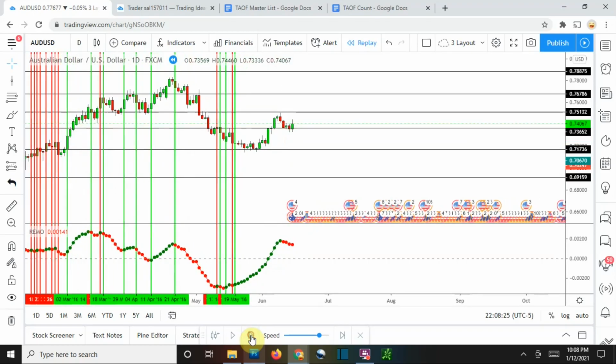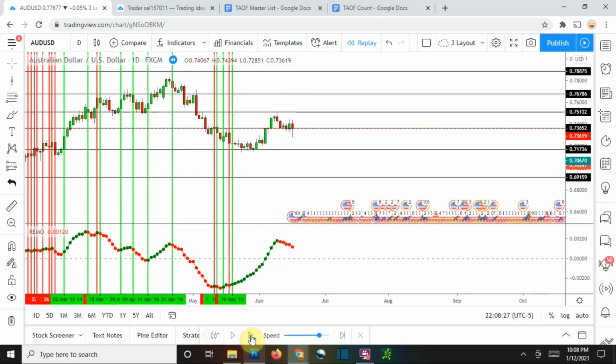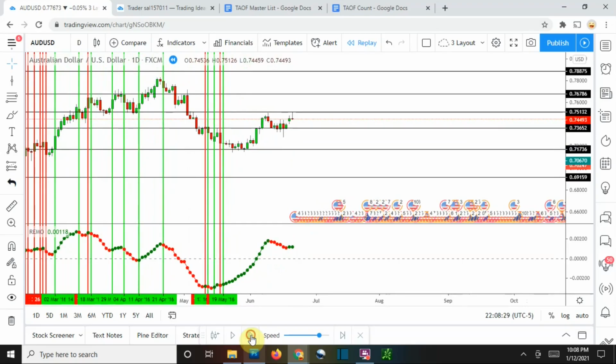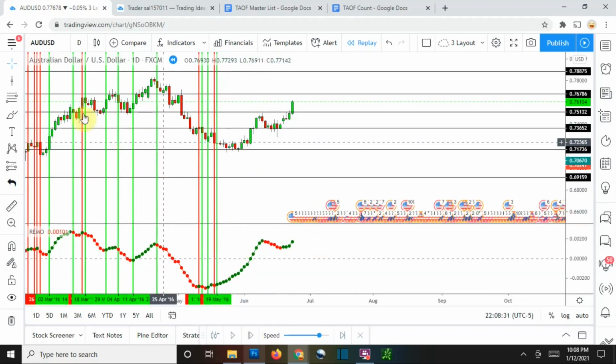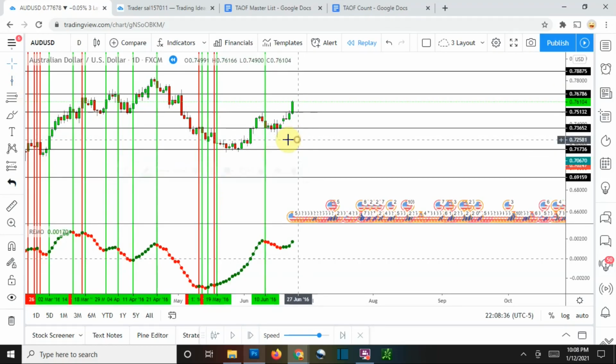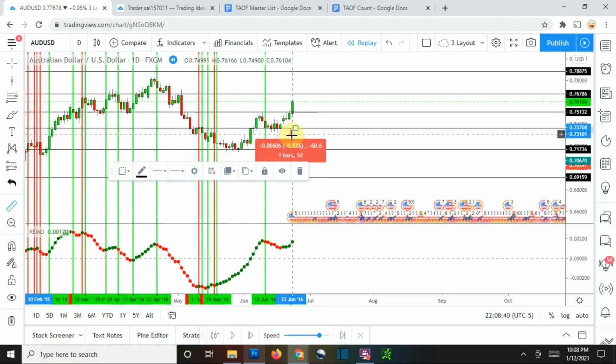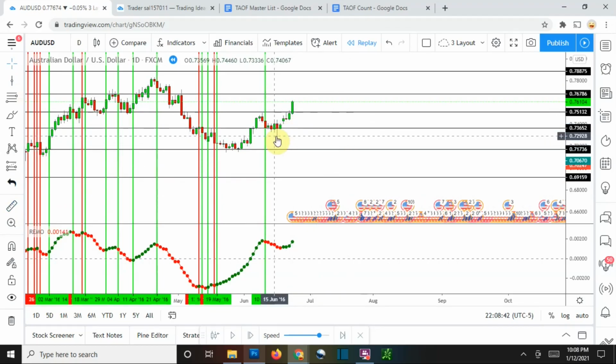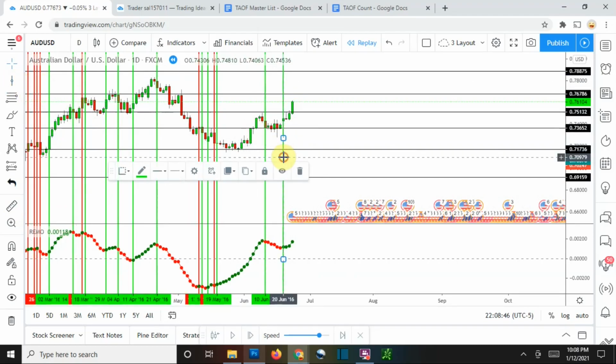Now we're up here. Let's see what it's going to do. Maybe pinball around a little bit. Picked up a short right here. Looks like that got us to take profit right on that long wick, and it did. Then we pick up a long right here.